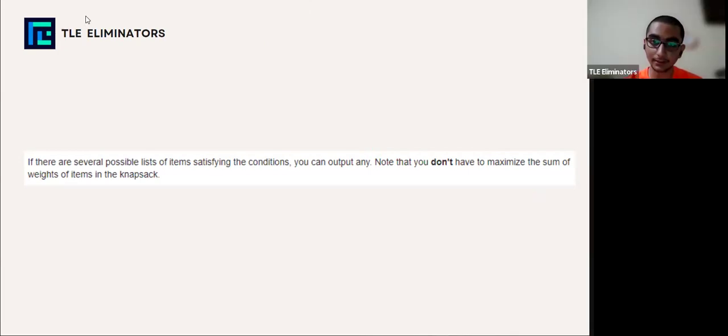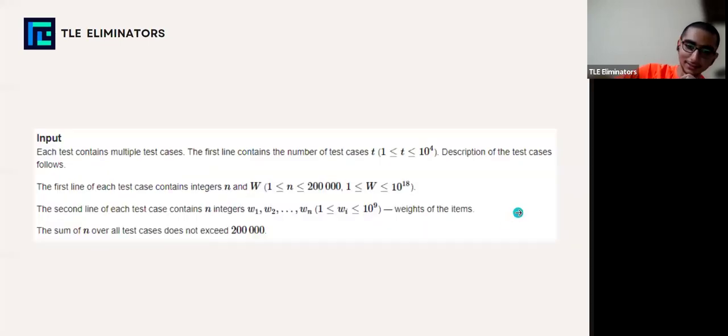But then the shock came when I read the constraints. So these were the constraints. N was 2 into 10 power 5 and W was up to 10 power 18. If you have a preconception in mind, it causes a lot of trouble, because people who are familiar with DP were thinking of a solution in the time complexity of n into W. What you can see here is that logic will never work, because the constraints are just too big for that logic.